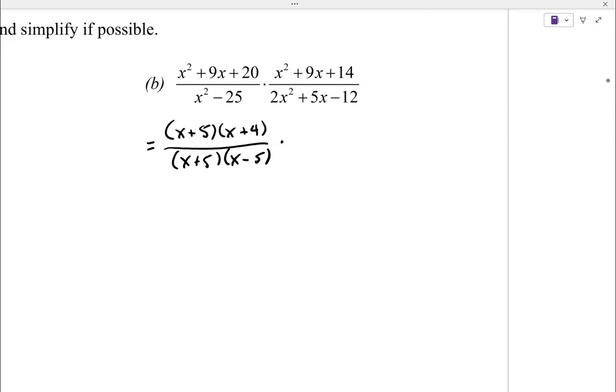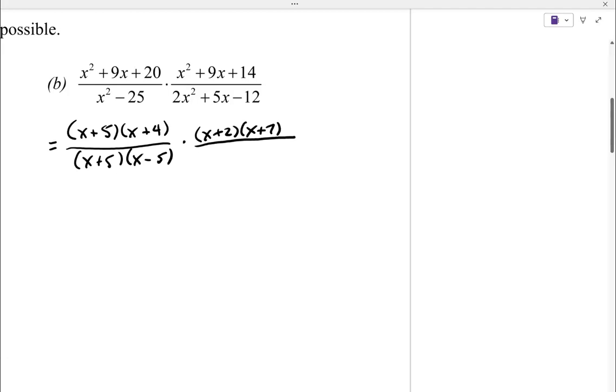For the second one, the numerator factors as... what is it? Good, x plus 2 and x plus 7. All right, because we have 14, so we need the 2 and the 7. That second one, I have to work a little bit maybe, because it's not just as easy as the other ones, right? Because we got that leading coefficient of 2 on it. So maybe we do the AC method off to the side. Make sure that we know what we're doing.